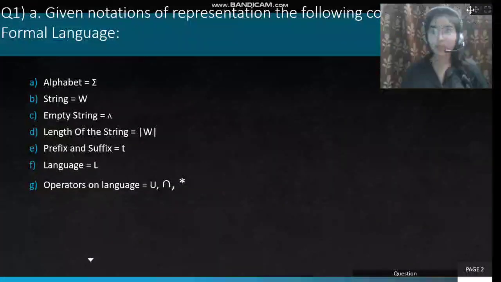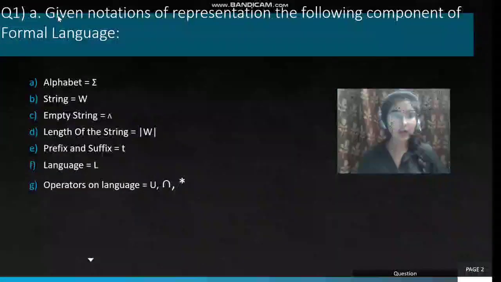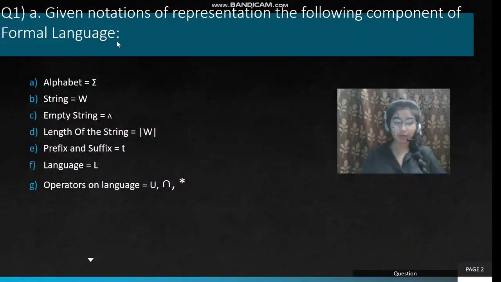So question 1 has three parts. The first part says: give the notation of representation for the following components of formal languages. An alphabet is represented by the sigma sign, and a string as W. An empty string is represented by epsilon. The length of the string is represented as mod of the string, that is |W|. Prefix and suffix, languages L, and operators on languages are union, intersection and star.